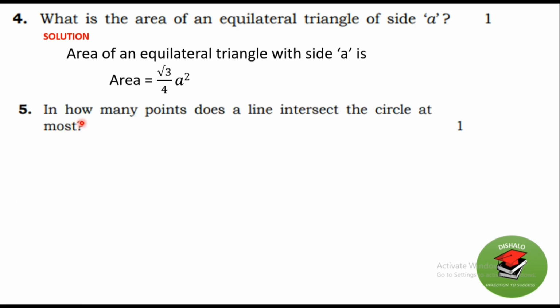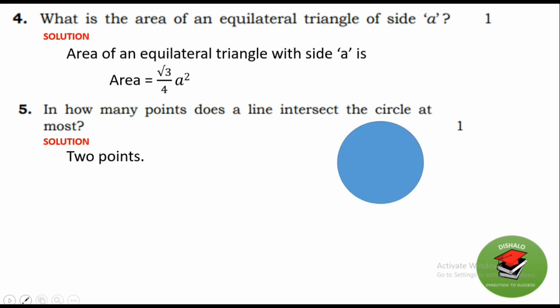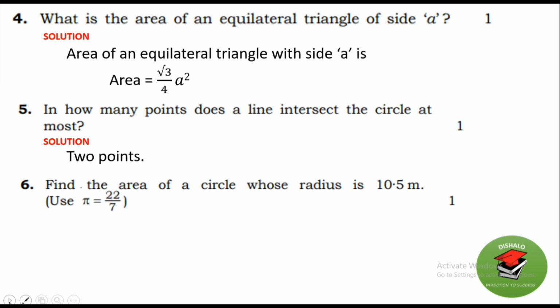Okay, next question. In how many points does a line intersect a circle at most? This is a very interesting question and a very easy question, and the answer for this is 2 points. How? If we consider this as a circle and we draw a line from anywhere, you can see this line intersects the circle at this point and at this point. So how many points? 2. Wherever you draw a line, the line will intersect the circle at 2 points.